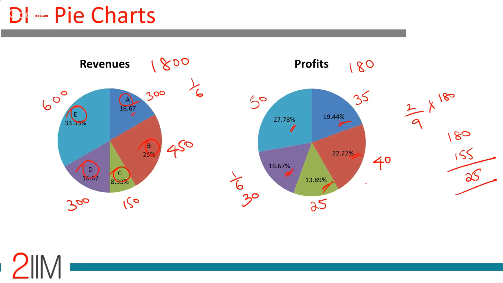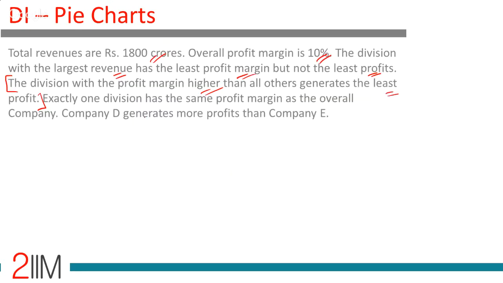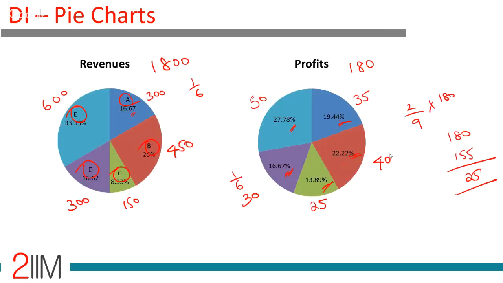Let's build on this. Now, there's one very interesting constraint here, which is exactly one division has the same profit margin as the overall company. What does that mean? This one division also has a 10% profit margin. Right? Same profit margin as the overall company. It's a very important statistic. Look at these two pies. If the profit margin is the same as the overall company, then share of revenues and share of profits for that company should be the same.